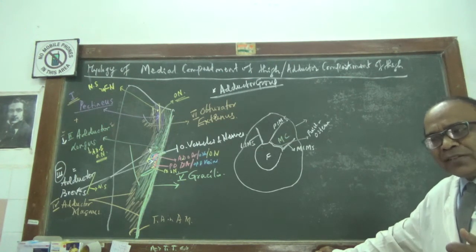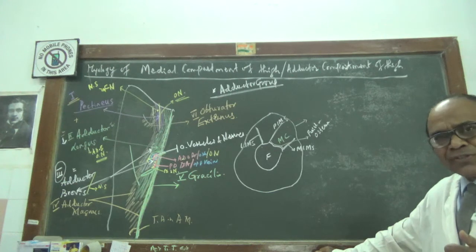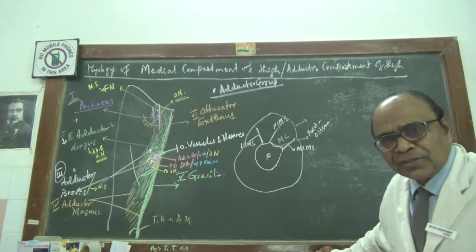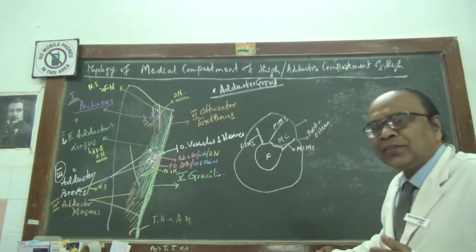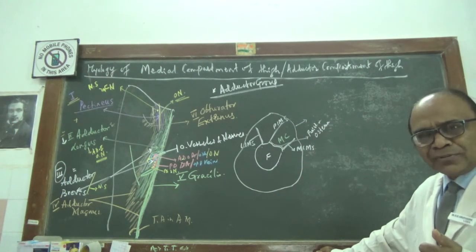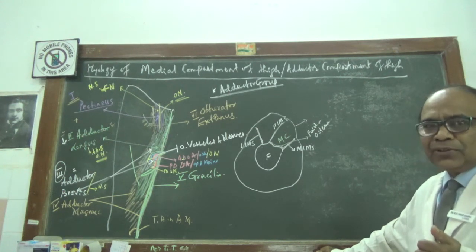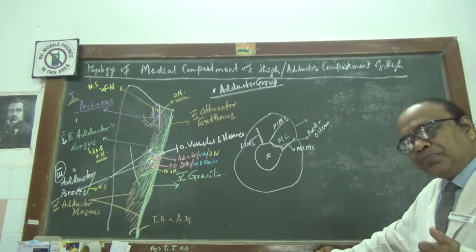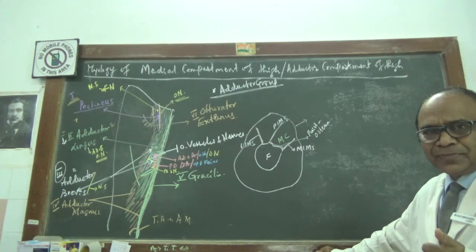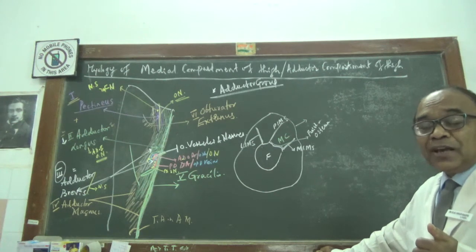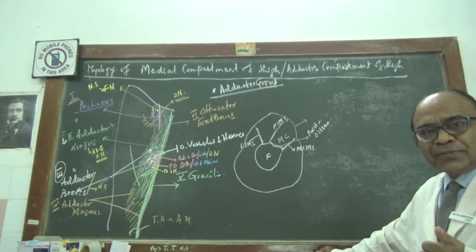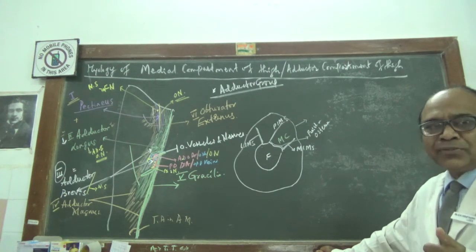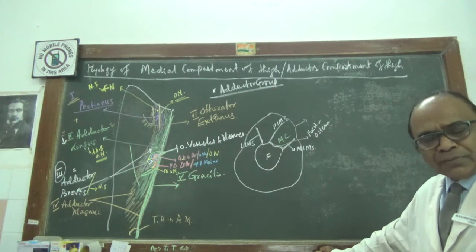Some fibers run vertically forward, a few run a little bit horizontally, and a few run straight vertically down. So you have the anterior fibers, middle fibers, posterior fibers, or the upper fibers, middle fibers, lower fibers. The middle fibers are the intermediate fibers.